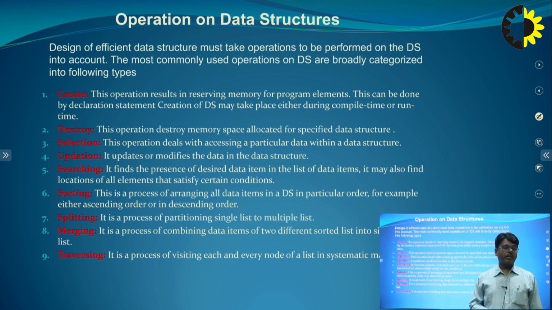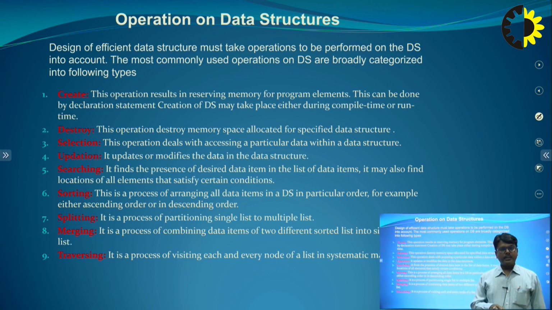Next comes the selection. Whatever data has been created here has to be utilized by the programmer or the user, whoever is going to use that data structure. So there is a selection process which helps us to utilize the data structure that has been created. Now what exactly is selection? This operation deals with accessing a particular data within a data structure. That means whatever data structure has been created here has to be used and accessed as per our need, as per the need of the programmers.